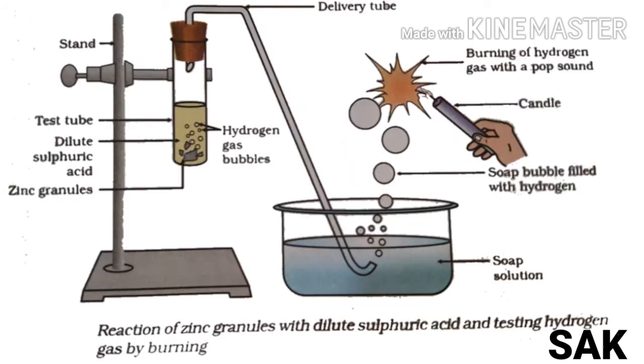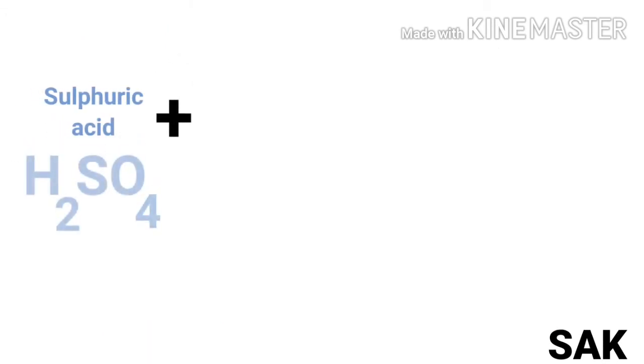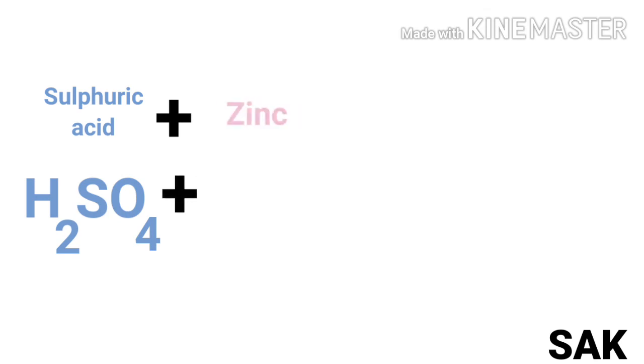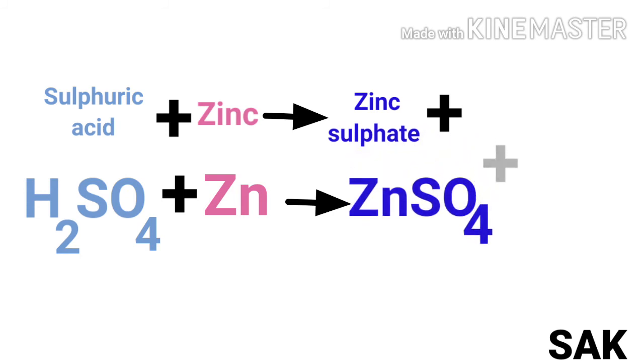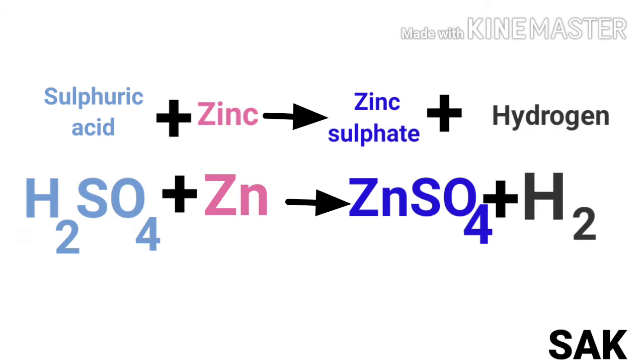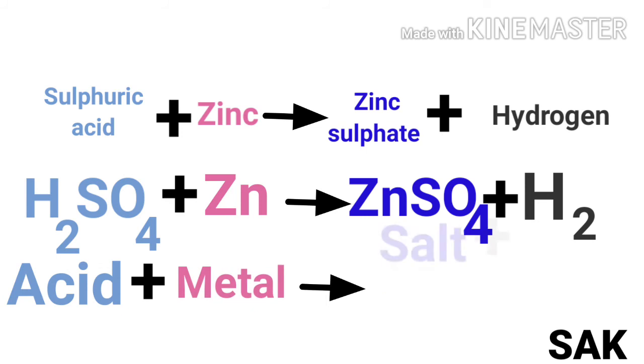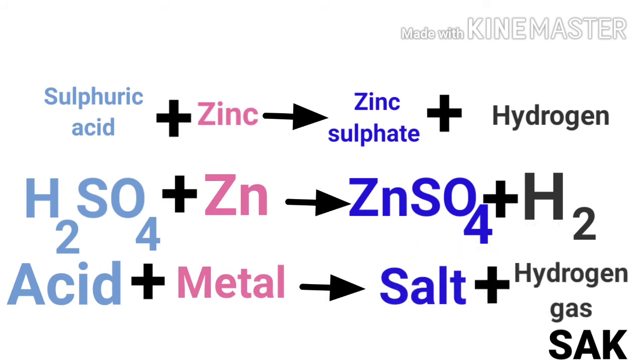Now, let us write the chemical equation of this experiment. In this experiment, we have used dilute sulfuric acid. Its formula is H2SO4 and the metal used is zinc. Its symbol is Zn. Salt produced is zinc sulfate. Its formula is ZnSO4 and the gas produced is hydrogen. Symbol is H2. Generally, when dilute acid and metal react, salt and hydrogen gas are produced.